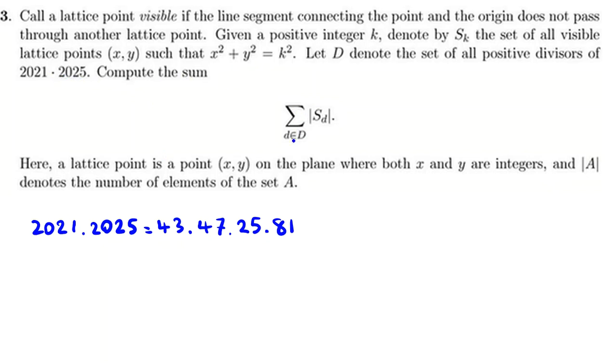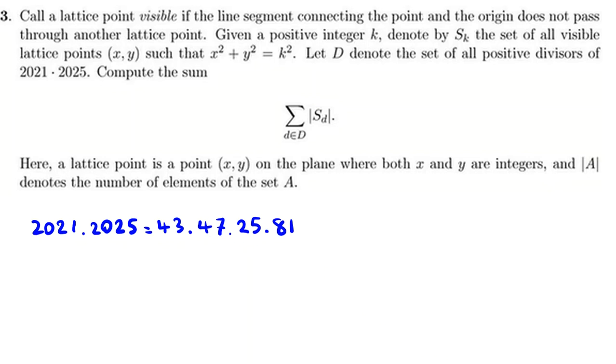Compute the sum of |S_d| over d belonging to D, where |A| denotes the number of elements of the set A. A lattice point is a point (x, y) on the plane where both x and y are integers. 2021, if we prime factorize, is 43 times 47, and 2025 is 25 times 81.